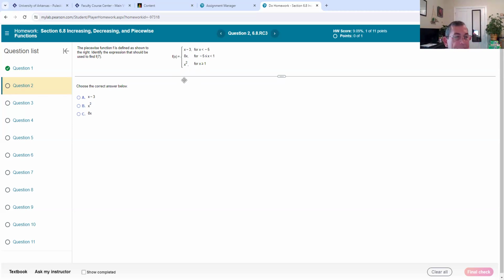All right, y'all, let me write this one down real quick. So what I got, f of x equals x minus 3 for x less than negative 5. It's going to equal 8x for negative 5 less than or equal to my x less than 1. And then it's going to equal x squared for any x greater than or equal to that 1. And then we're finding what, f of 7.